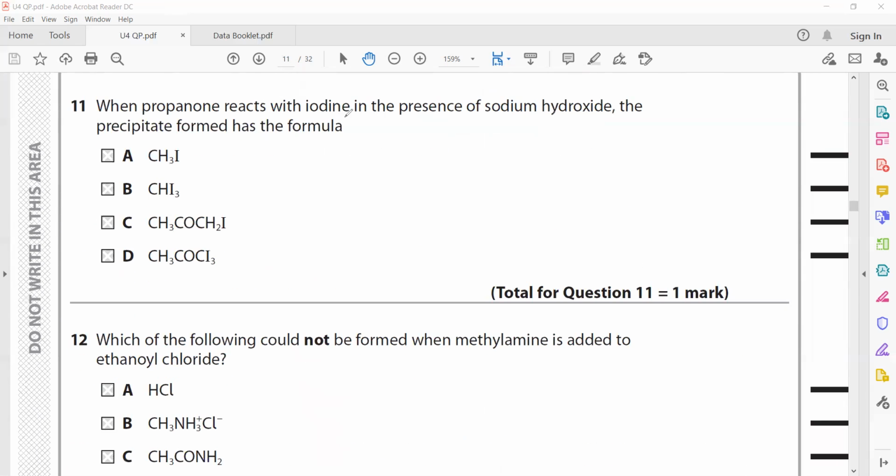Propanone reacts with iodine in the presence of sodium hydroxide. The yellow precipitate forms. This is also known as the triiodomethane reaction. So in the triiodomethane reaction, what is the product formed? It is triiodomethane, CHI3, which gives a yellow precipitate. This is the thing which gives the yellow precipitate.